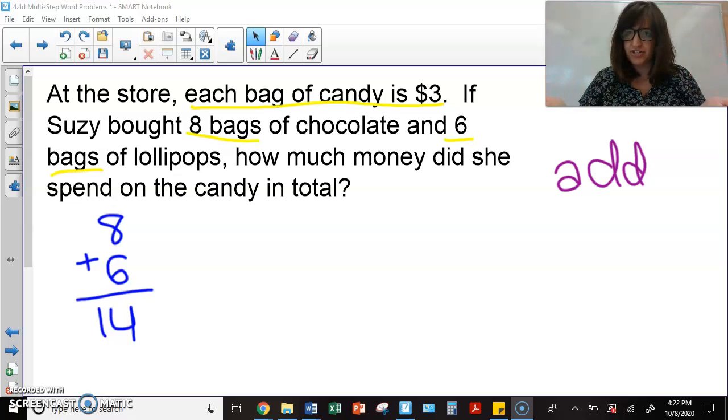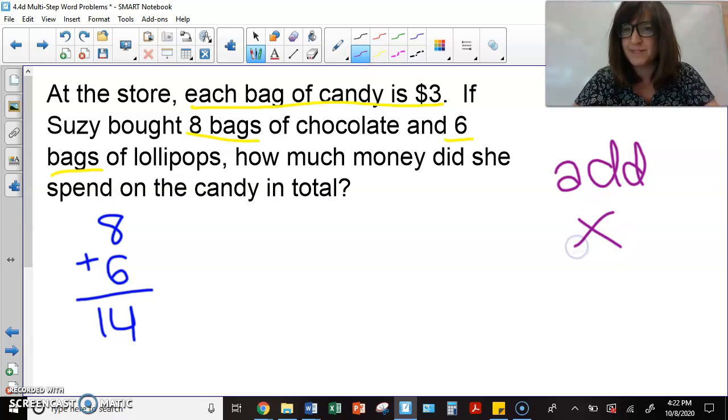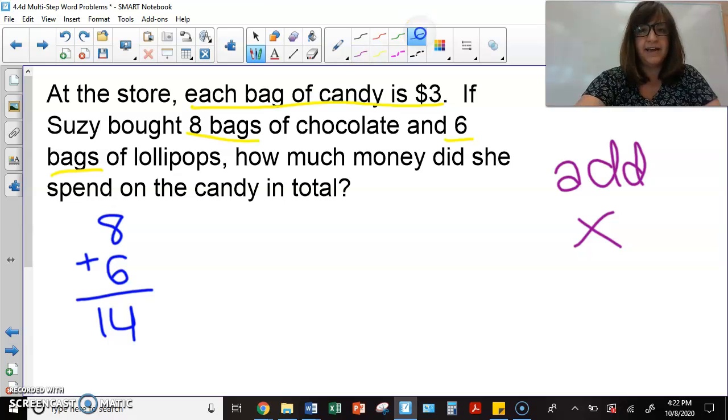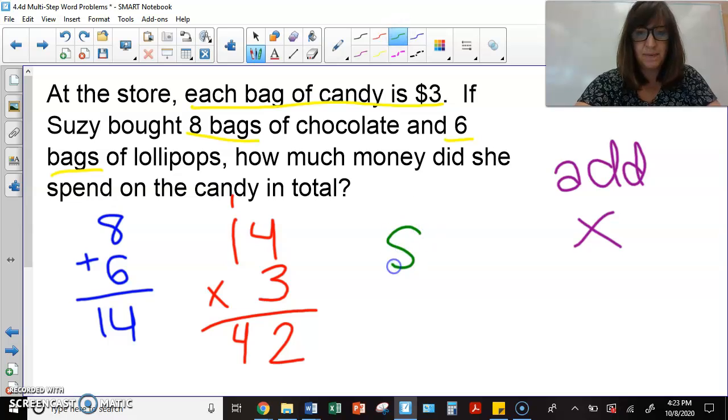Well, that's repeated addition. Repeated addition is the same thing as multiplication. I draw a little times symbol instead of writing out the word just to save myself some time. So I added first, now I'm multiplying, okay? So I need to multiply 14 bags of candy times $3 each. 3 times 4 is 12. 3 times 1 is 3, plus 1 more is 4. So that means that she spent $42 in total.